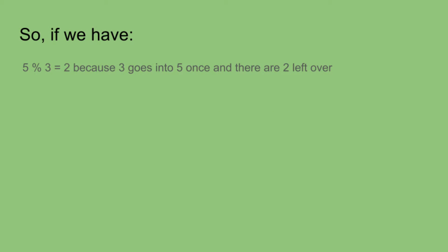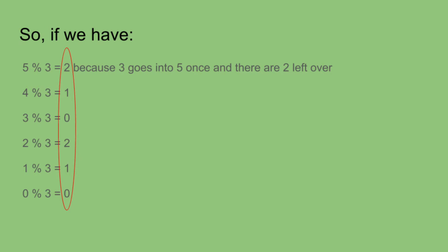So we've seen that 5 modulo 3 equals 2, and we can continue that logic for 4 modulo 3, which would return 1, and for 3 modulo 3, which would return 0. But what about 2 modulo 3? Well, 2 is not divisible evenly by 3, so it goes into 2 0 times, and then we have 2 left over, and then we can continue that for 1 modulo 3 and 0 modulo 3, which gets us 1 and 0. So after writing these answers down, we can start to see a pattern forming.